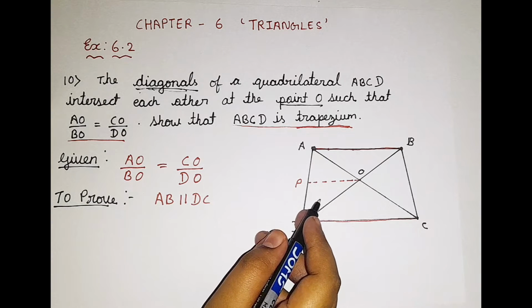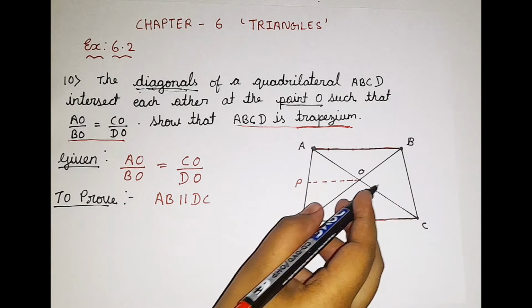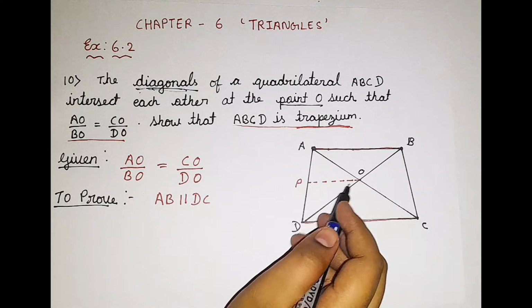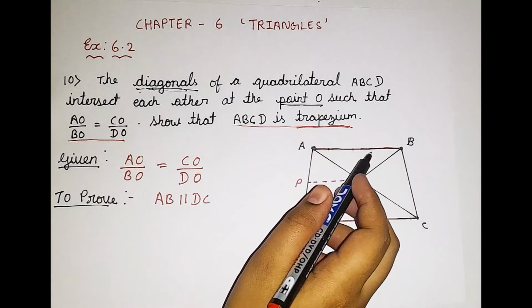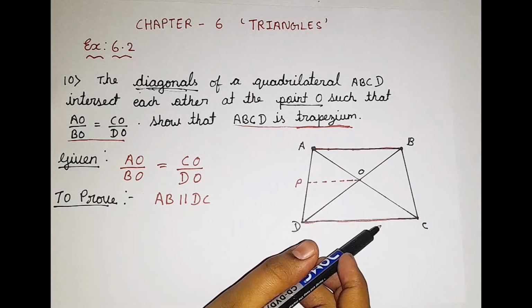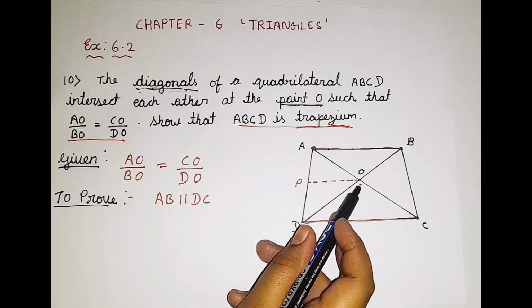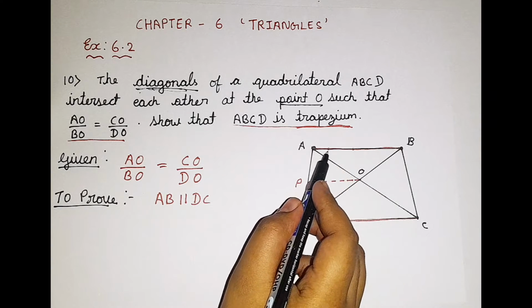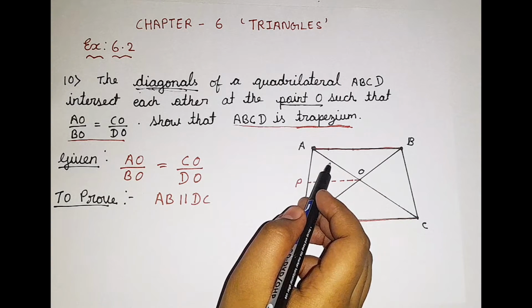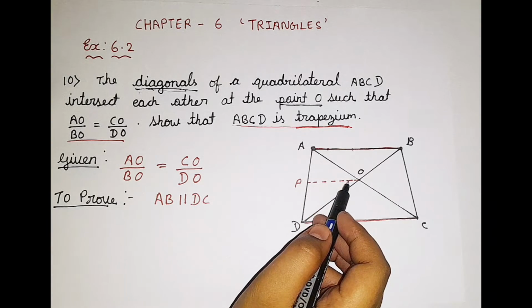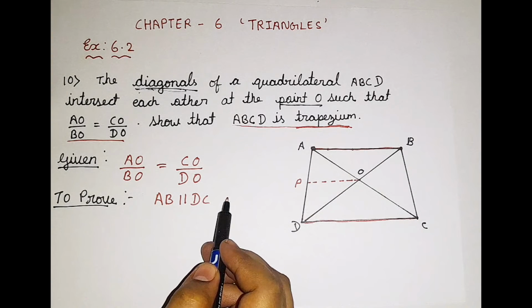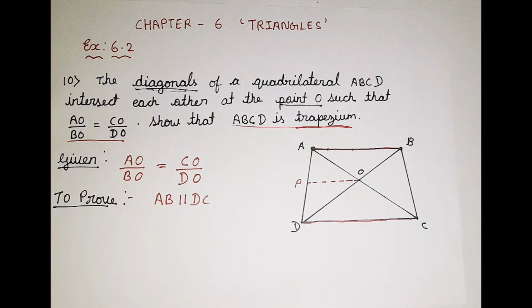You guys might be wondering why I am suddenly taking only this side. Can't I take it a little bit longer? What about if I take it till here? Why am I taking only PO? Because we are supposed to prove only AB is parallel to DC, and we are going to prove that one. If you take it till here, then we are supposed to prove everything, like how we proved in the previous question. Here we are proving only that AB is parallel to DC, just because of this I am doing it like this. So don't get confused between the previous question and this question.